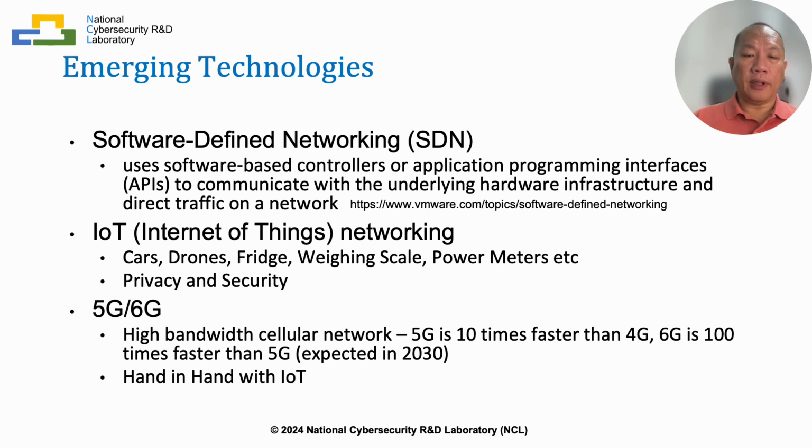IoT, or Internet of Things networking. This is when cars, drones, fridges, weighing scales, power meters, anything you can think of is also connected to the internet, and therefore they need addresses. So they have IPv6 addresses. They are also connected to the WAN, either wirelessly or via network. All this creates extra layers of privacy and security that you need to handle.